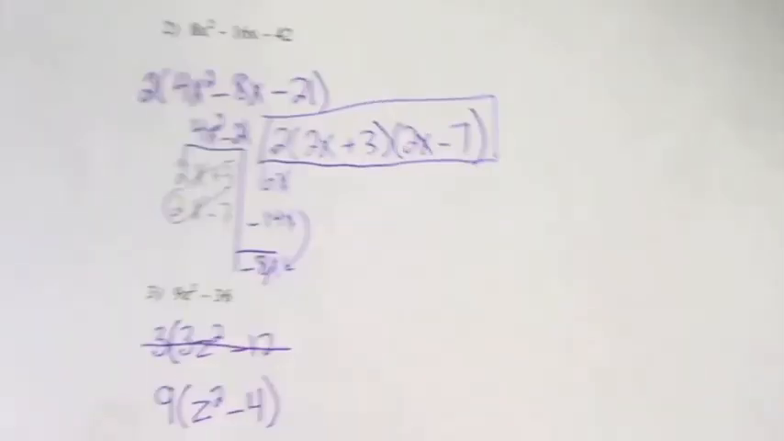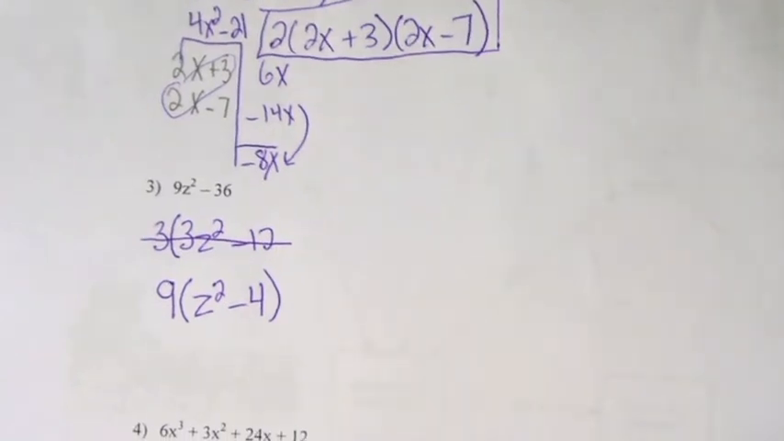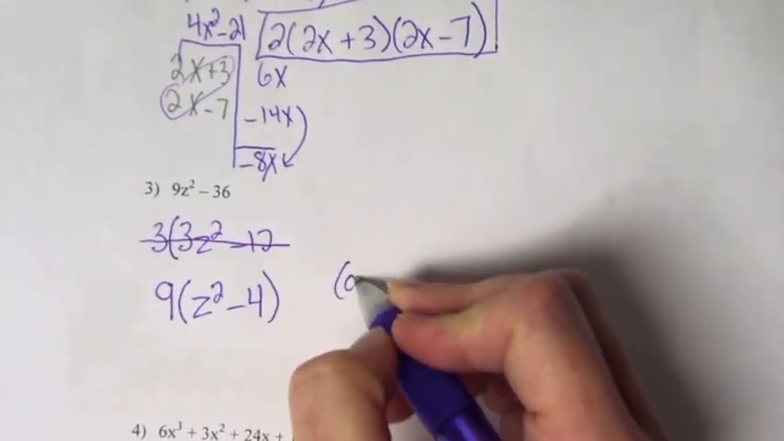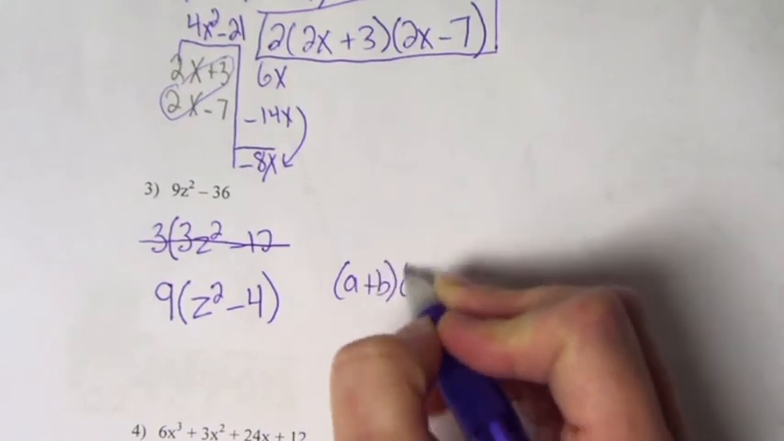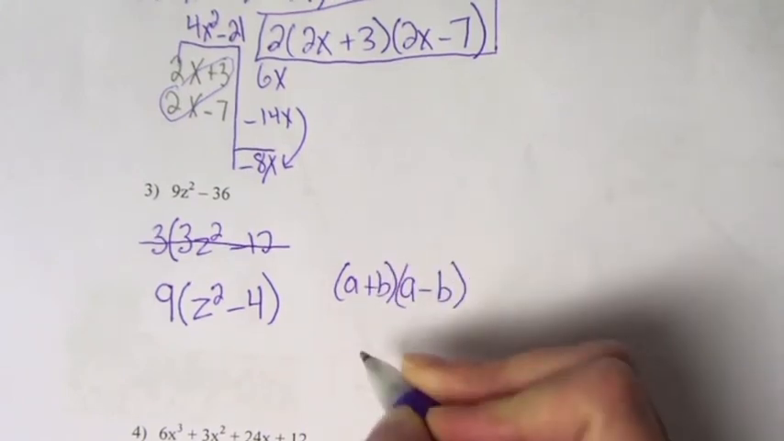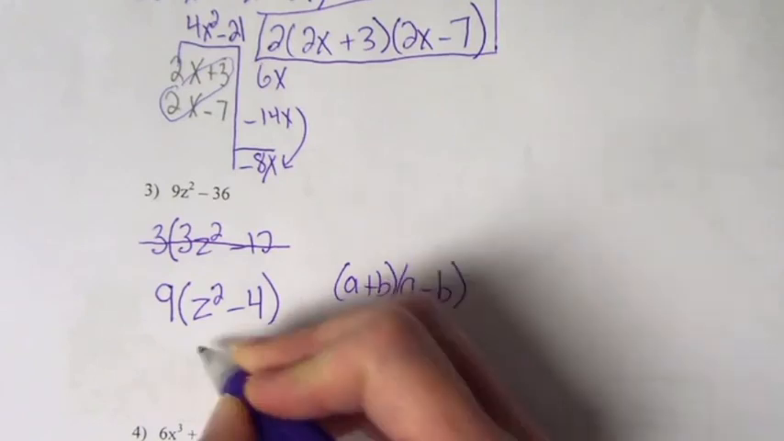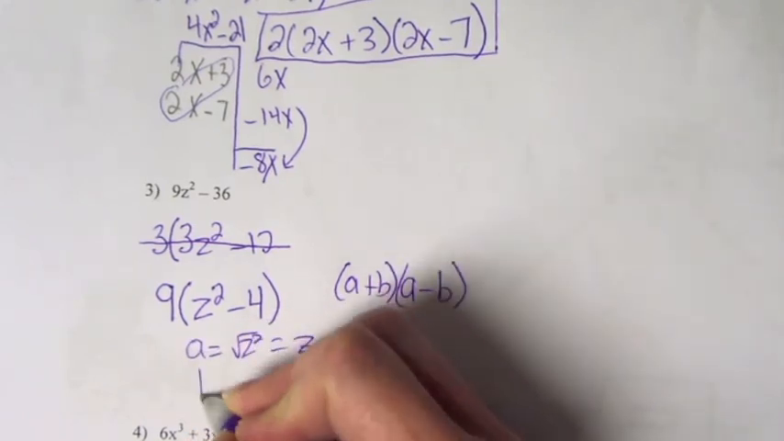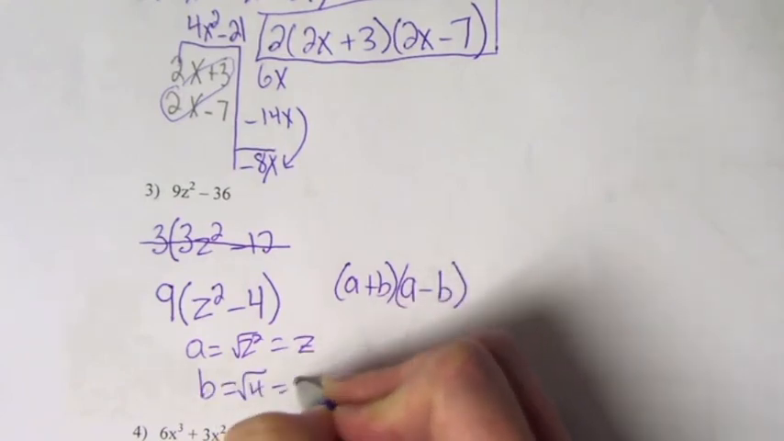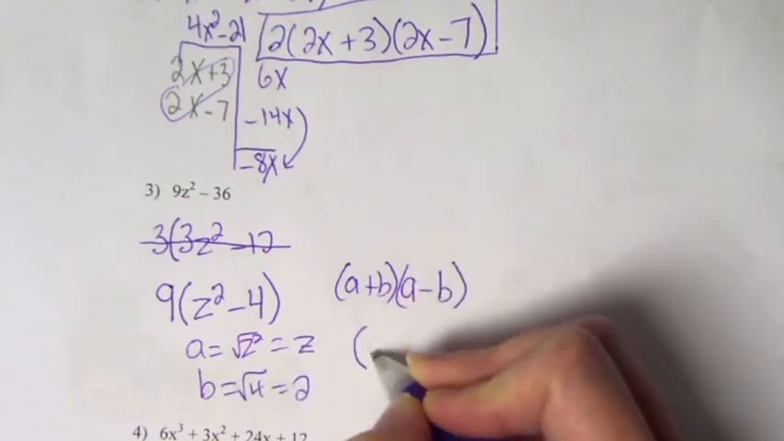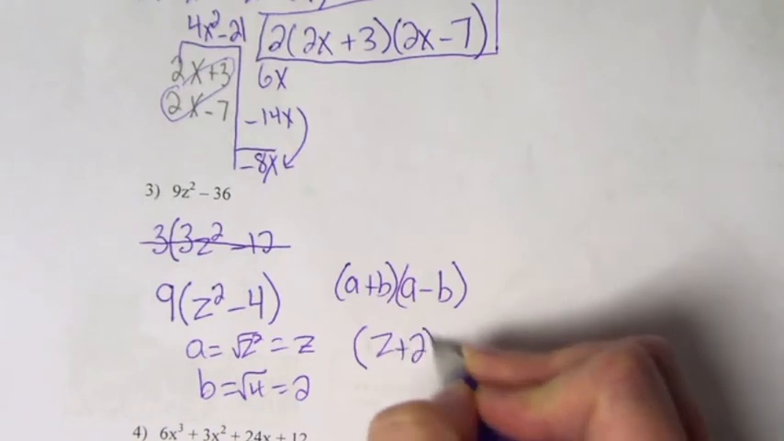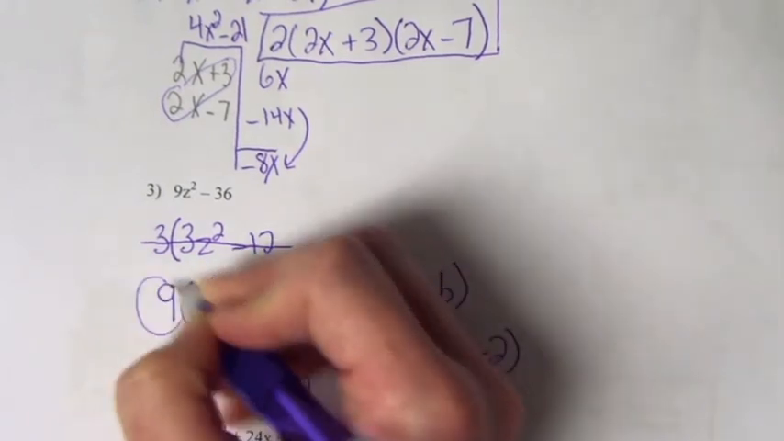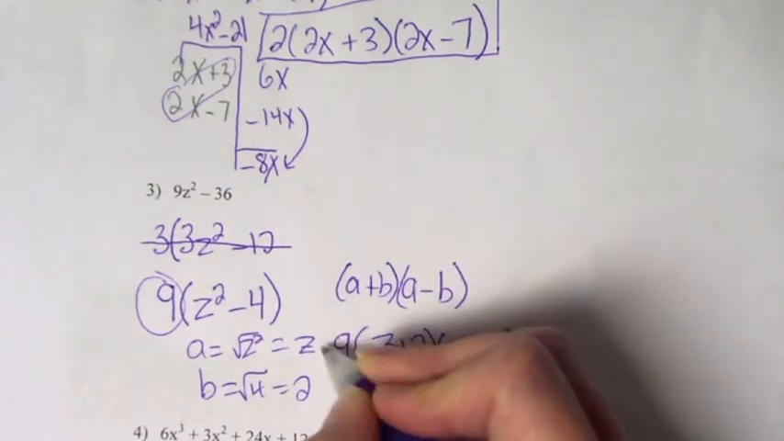And these special formulas you will be given on the test. And you will find out that the formula that you need to use is a plus b, a minus b. We just did this yesterday. And then a is going to be square root of z squared, which is z. B is going to be square root of 4, which is 2. So then you end up with z plus 2, z minus 2, and then you have to come back and put back the 9. So we have to put the 9 at the beginning of that.